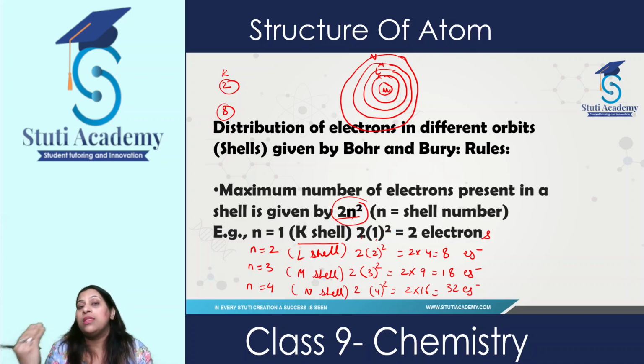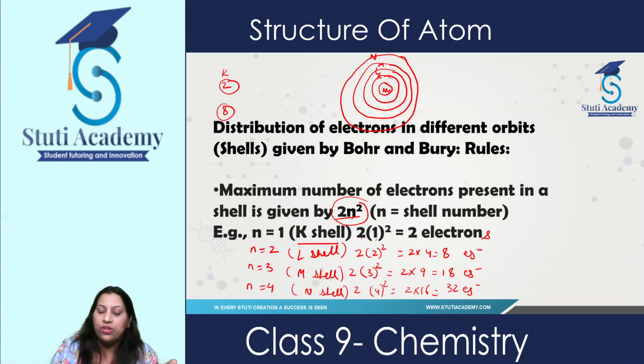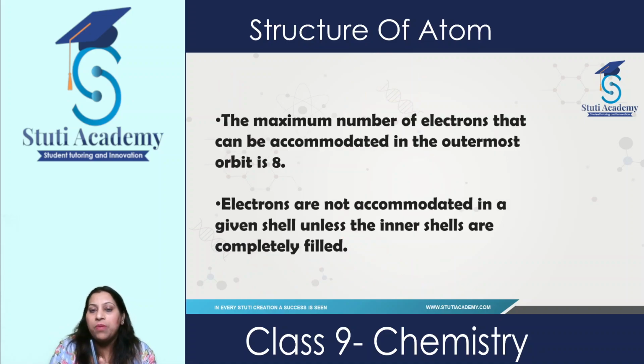If any other shell like L, M, N is the outermost shell, it should have 8 electrons. So these are the two conditions to be stable in nature. This shows how many electrons can be accommodated in these energy shells. The maximum number of electrons that can be accommodated in the outermost orbit is 8.